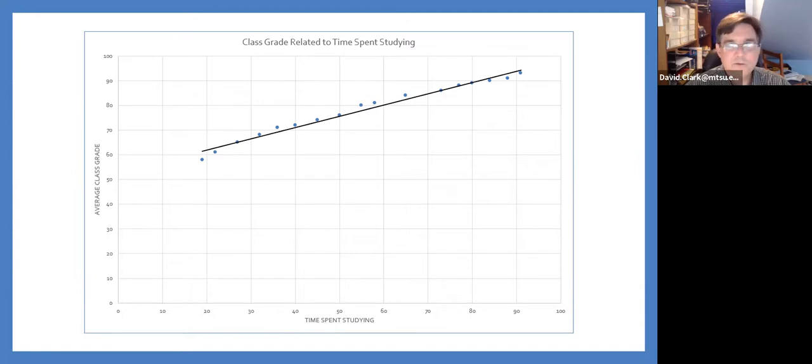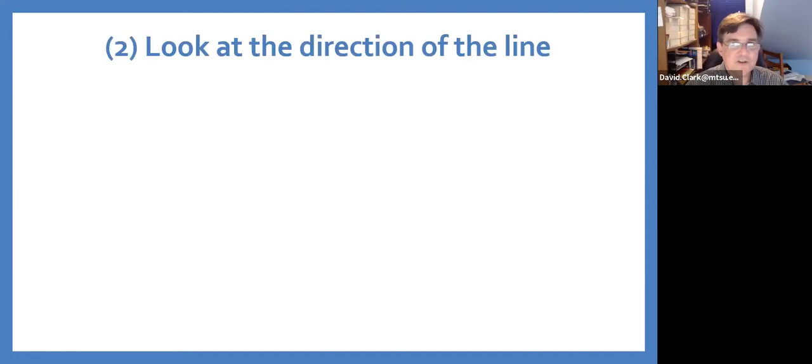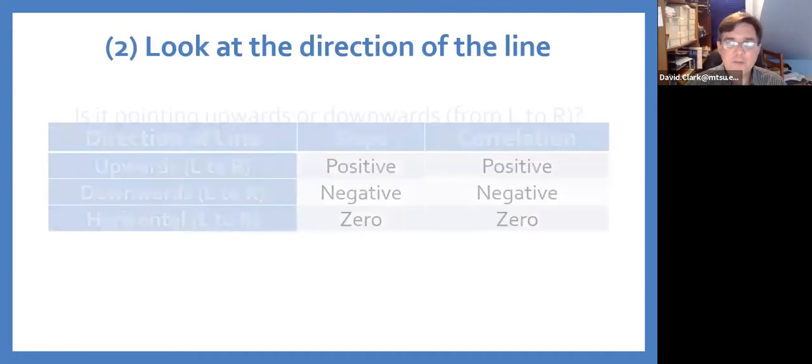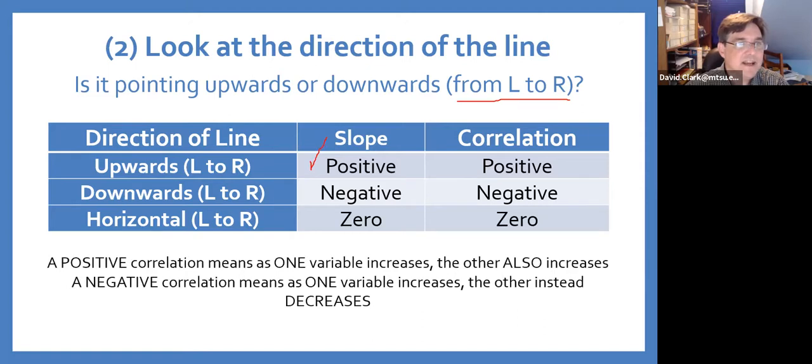Okay. So you're just trying to fit that best line. And you look at the direction, all right? And again, you're still there at the bottom of page 1. And you just ask yourself, is it pointing upwards or downwards if you read it from left to right, like you're reading a book? If it's pointing upwards, that's a positive correlation. If it's pointing downwards, it's a negative correlation.